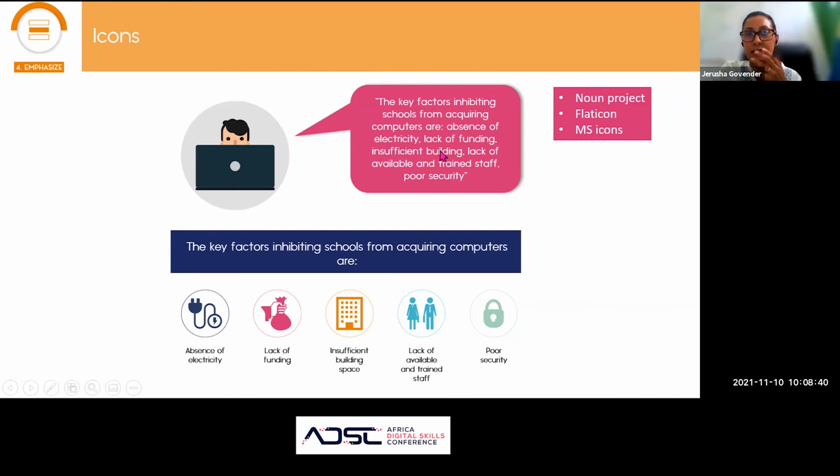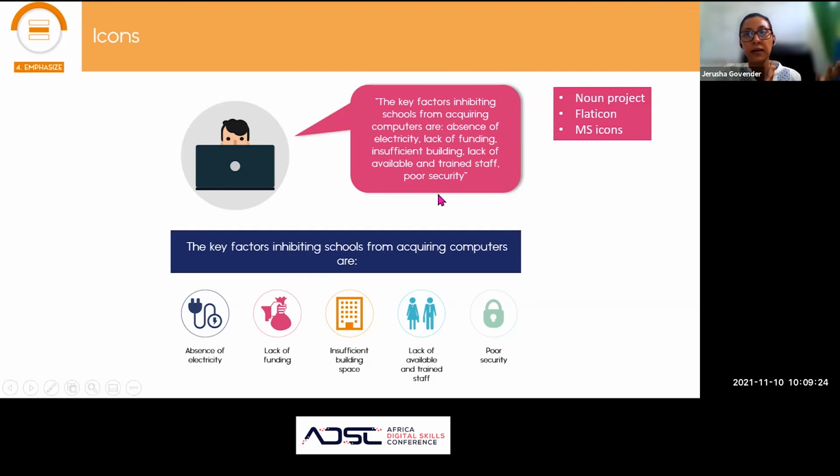And just as an example, when we're creating an infographic, it's often both for qualitative and quantitative data presentation. And these icons are helpful when you've got a lot of qualitative data, because it allows you to package the detail, maintain the qual, but create visual themes in my infographic. So for example, the person writing the report is typing, the key factors inhibiting schools from acquiring computers are absence of electricity, lack of funding, insufficient building, lack of available and trained staff, and poor security. And then in the infographic for each of these, they explain, these are the challenges and lessons for funding. Here's the challenges and lessons for poor security.